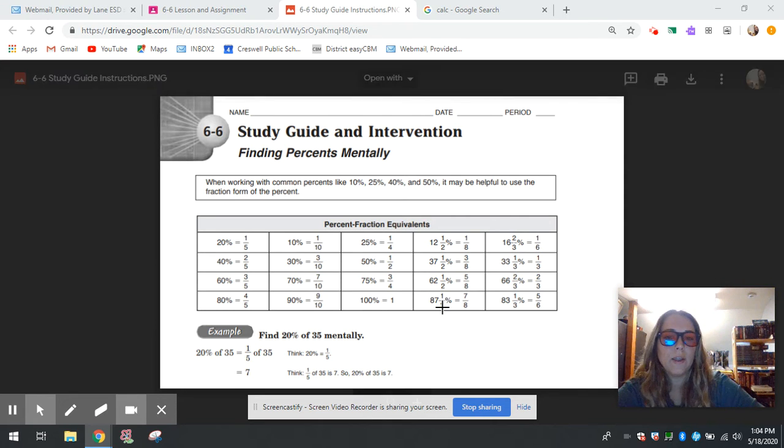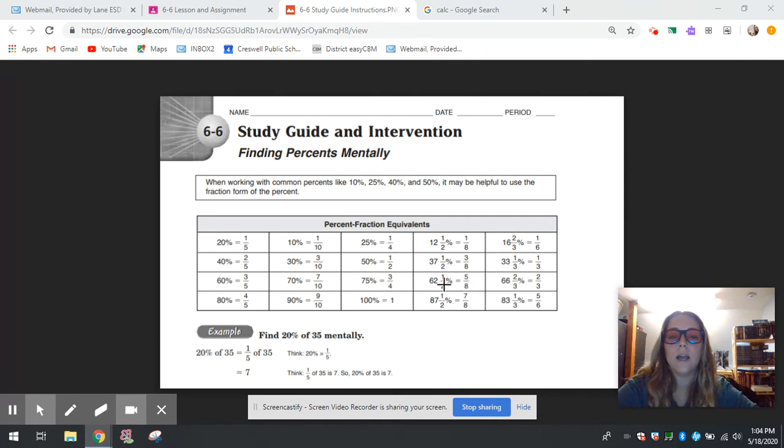If you're told to find 62.5% of something, that's kind of hard to think about. But if you are told to find 5/8 of something, that might be easier for you to think about.